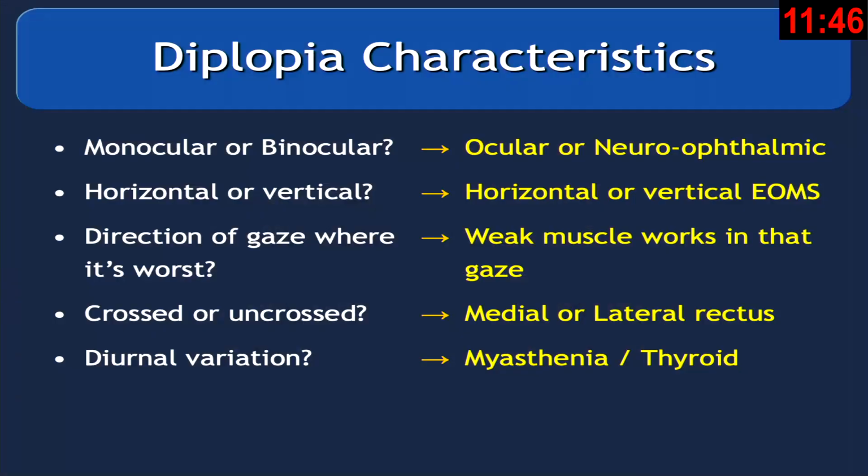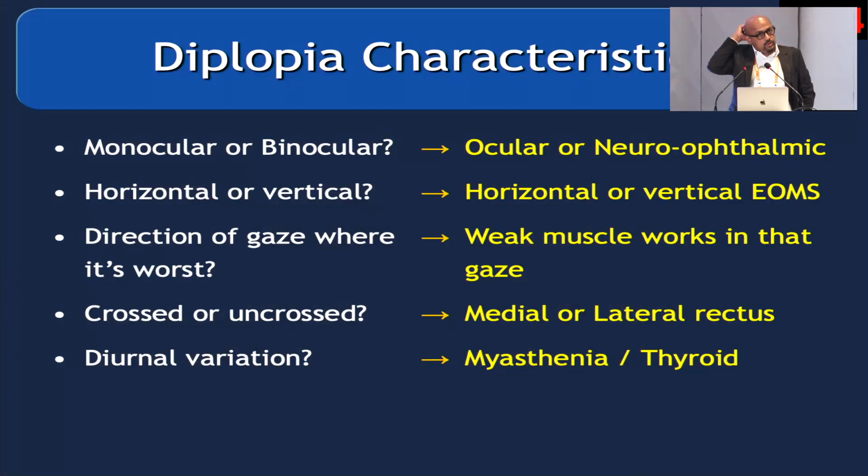So as Rohit was mentioning, for any diplopia, the first question that you'll ask is whether the diplopia is monocular or binocular. If diplopia disappears when one of the eyes is closed, it's a binocular diplopia. You're looking at asymmetrical ocular motility. If the diplopia persists even if the eye is closed, you're looking at some ocular cause.